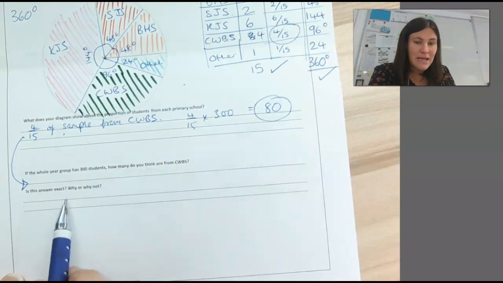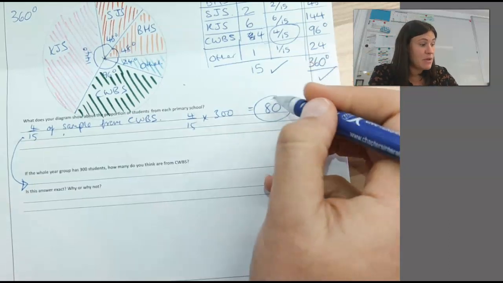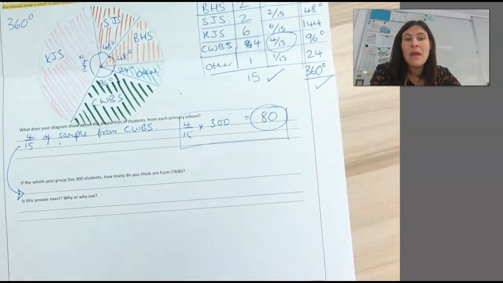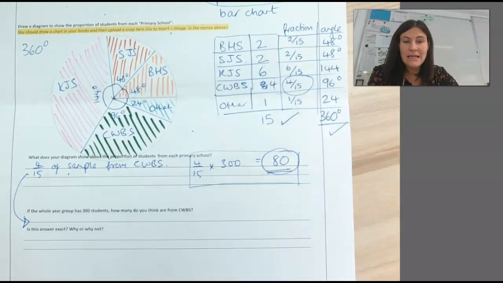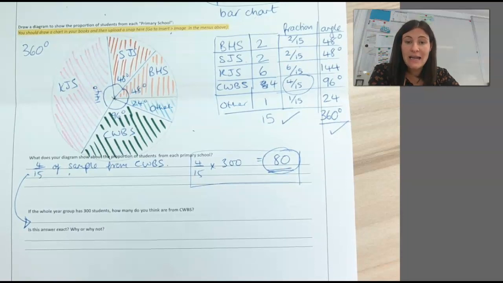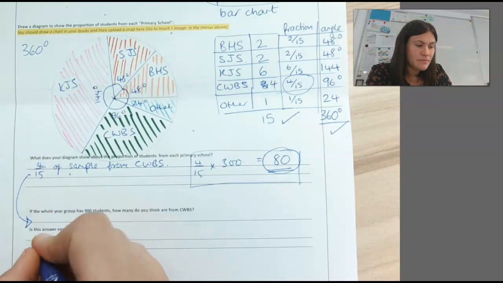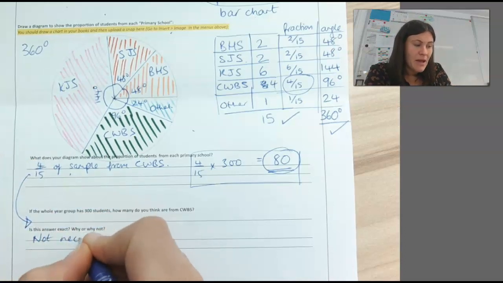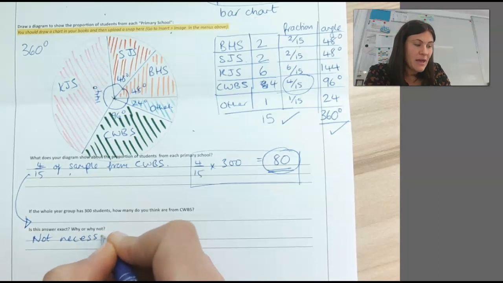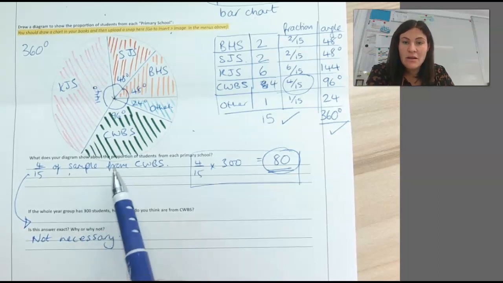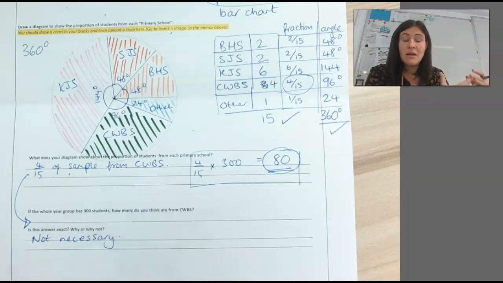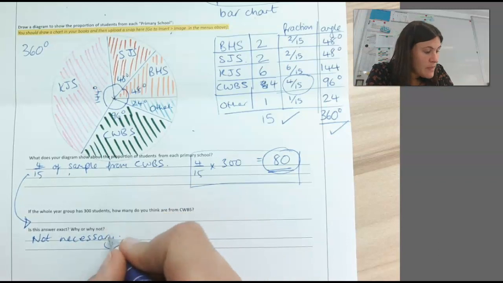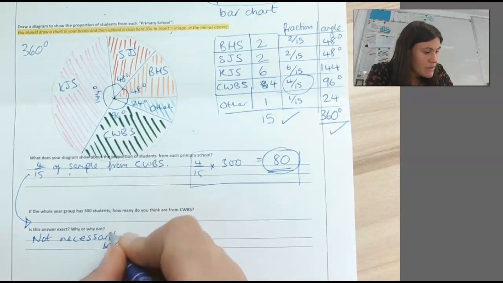And then, is this answer exact? Lots of people said here, yes, it's exact because it's a whole number and I used my calculator. But what this question is really digging into is, just because I'm calculating 80, does that mean there will be exactly 80 students from Clearwater Bay School? And the answer is not necessarily. And what we're trying to dig into here is understanding that a sample of students doesn't always have the same proportions as the whole population. Let me get my spelling right. Not necessarily.